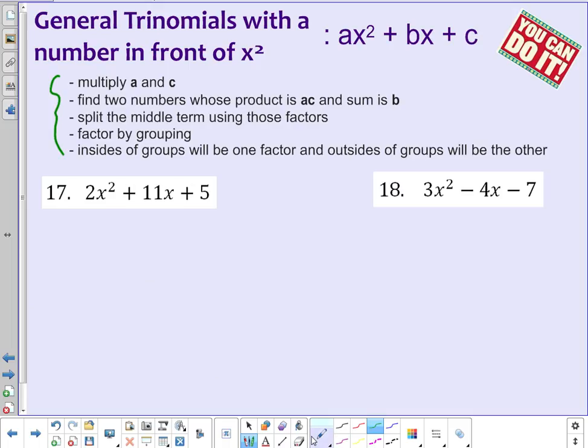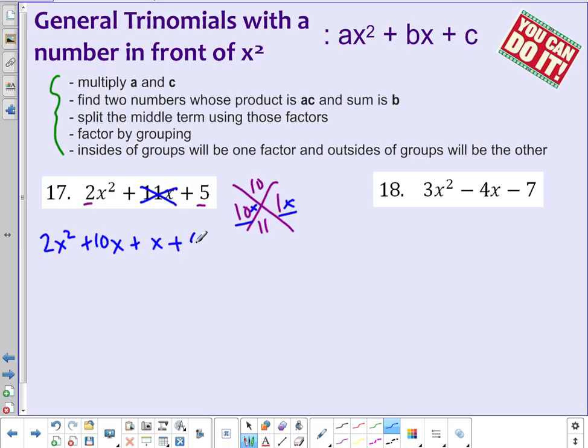In 17, the first thing I have to do is multiply the 2 and the 5. 2 times 5 is 10. The middle term stays the same, goes on the bottom. So I need two numbers that multiply to 10, add to 11, that's 10 and 1. Then, how this is different when your number is a 2 instead of a 1 is I have some more factoring to do. I've got to get rid of that 11x and put 10x and 1x in its spot. So that gives me 2x squared plus 10x plus 1x, or just x, plus 5.